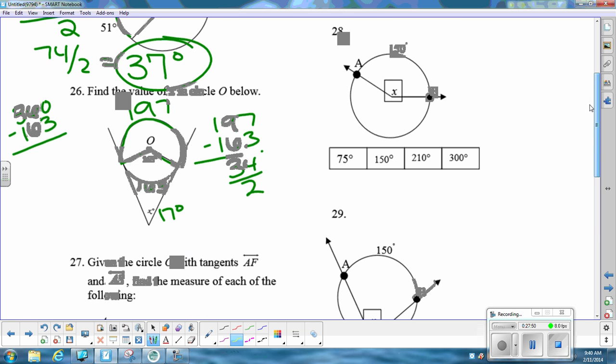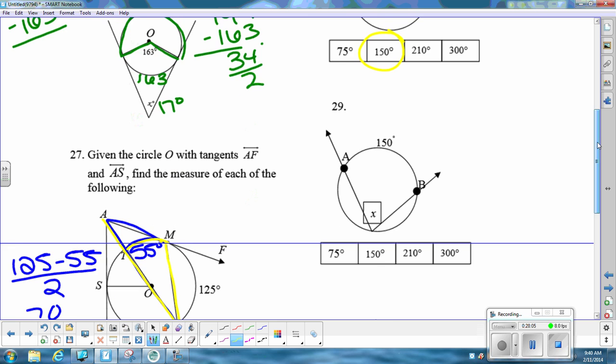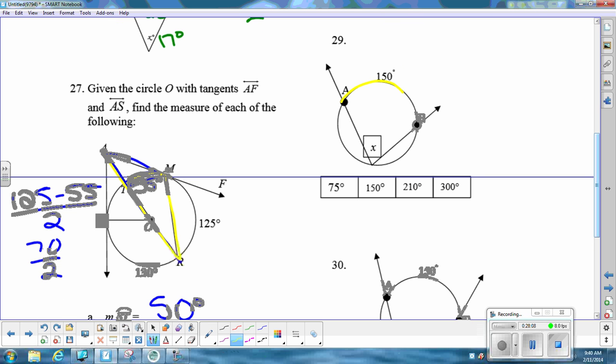Back up top to number 28. Number 28, we have this 150 degree arc. We're trying to figure out the measure of this angle. Well, that angle is a central angle, so angle X is 150 degrees. 29, we have this 150 degree arc. Here's our angle we're looking for. That is an inscribed angle. So X would be 150 divided by 2, which is 75 degrees.